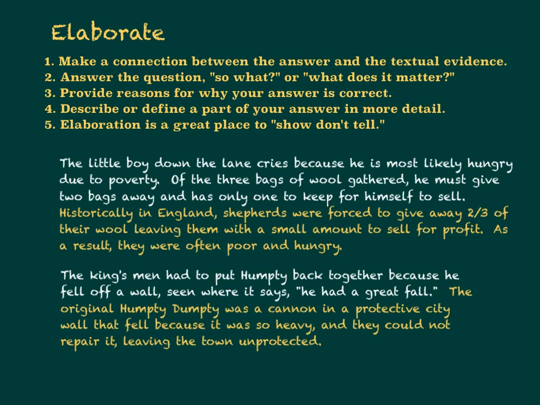I have modified the Humpty Dumpty response to include elaboration as well. In this elaboration, I make a connection. I also answer the question, so what? And have also described a part of my answer in more detail. I had to change the original answer so that it included textual evidence. So I have, the king's men had to put Humpty back together because he fell off a wall, seen where it says he had a great fall. The original Humpty Dumpty was a cannon in a protective city wall that fell because it was so heavy, and they could not repair it, leaving the town unprotected.